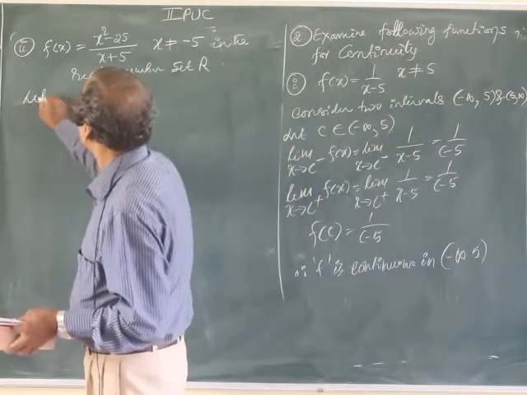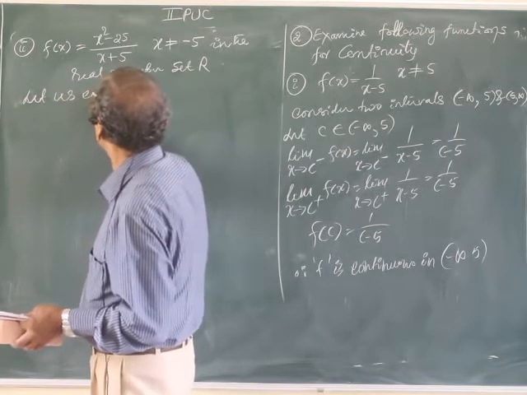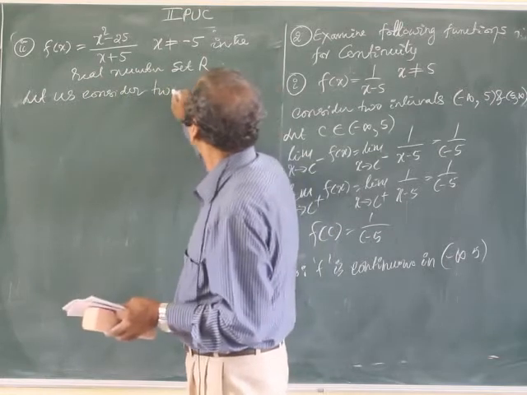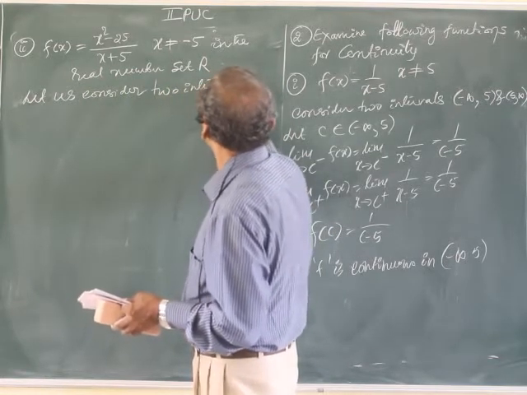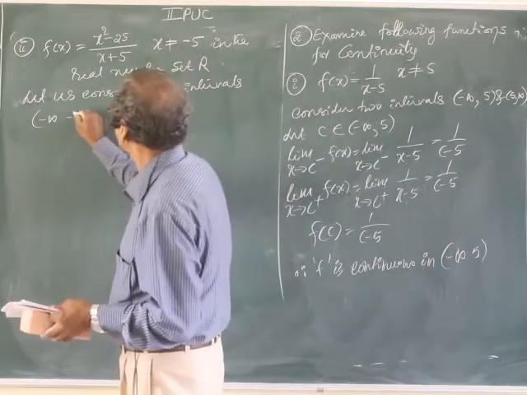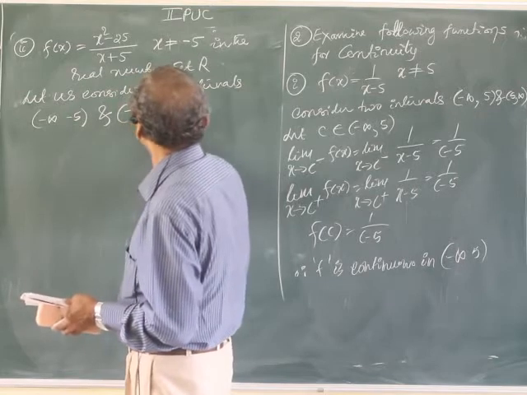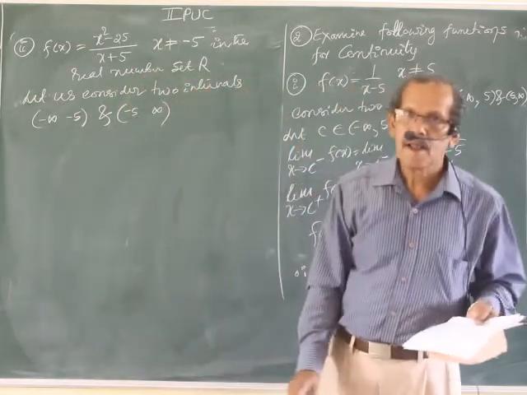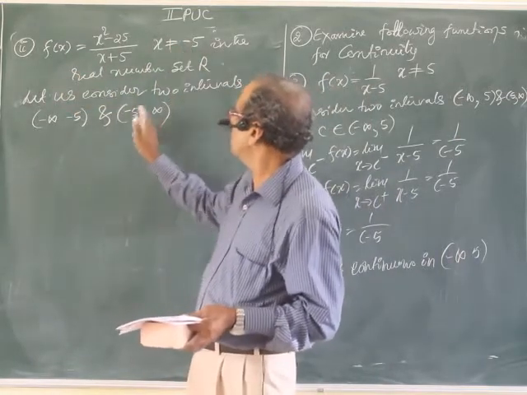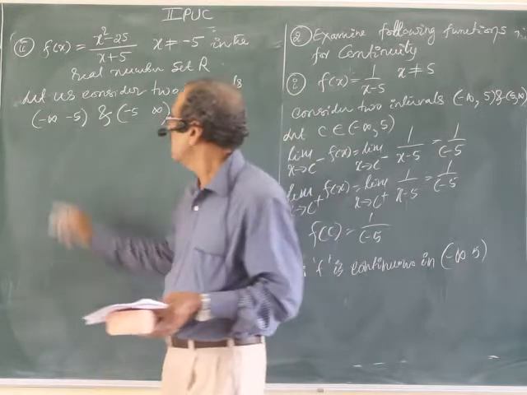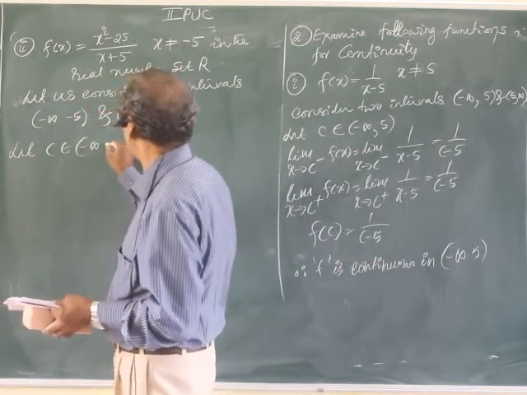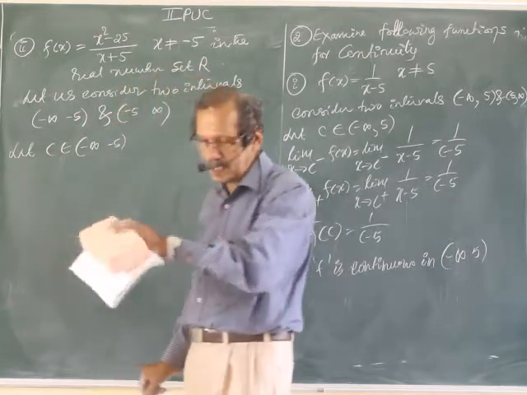Let me take two intervals. Let us consider two intervals. Which are they? Minus infinity up to minus 5, and minus 5 to infinity. There are two intervals. Let me take the first one. Let C be a number belonging to the interval minus infinity to minus 5.